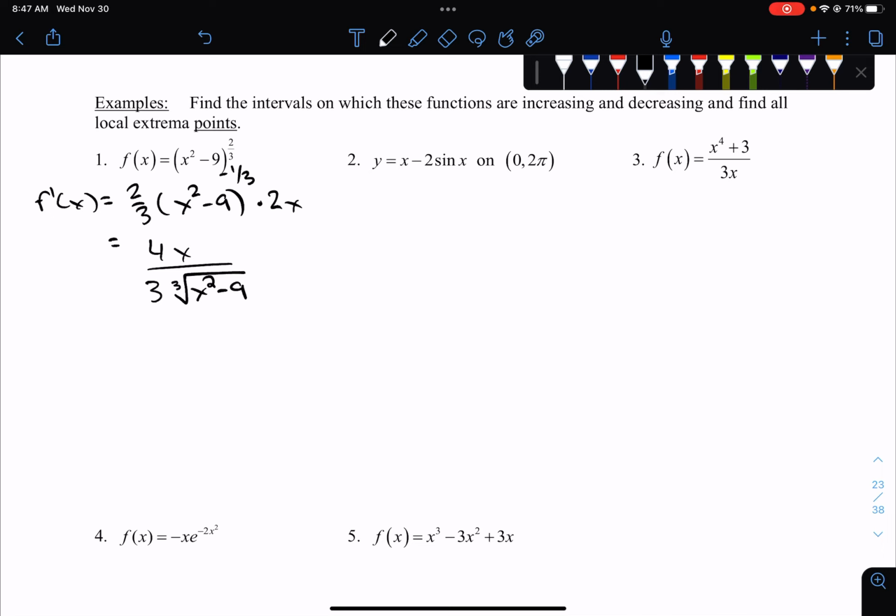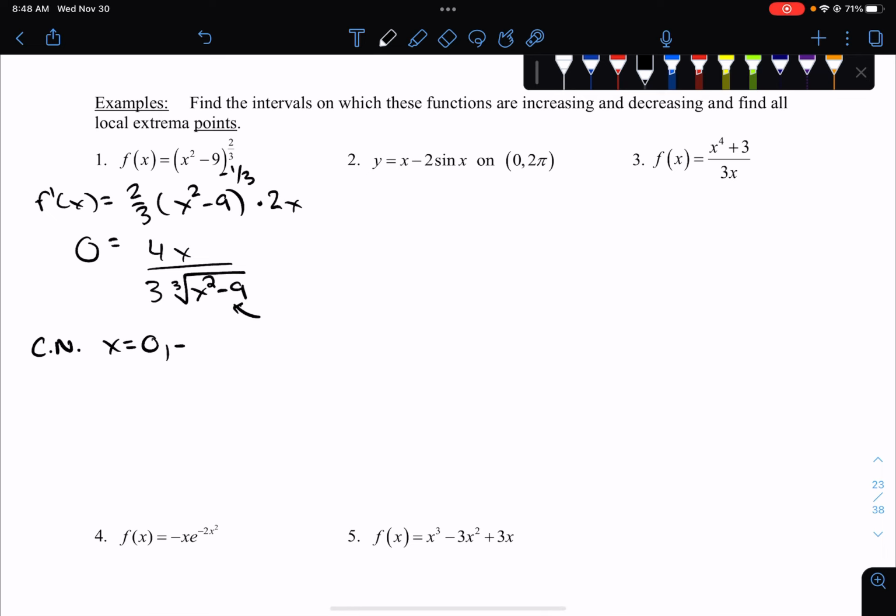Now, I need to look for critical numbers. And remember, critical numbers come from anything that makes the denominator 0. Or I guess anything that breaks the function, or anything that will make the function equal to 0. So in this case, if I plug a 0 in on top, 4 times 0 is 0. So that means that if I plug in a 0, I'm going to get 0. As far as the bottom goes, I'm looking at this cube root, and I'm looking at what numbers going into that would give me 0. So I end up with 0 on the bottom.